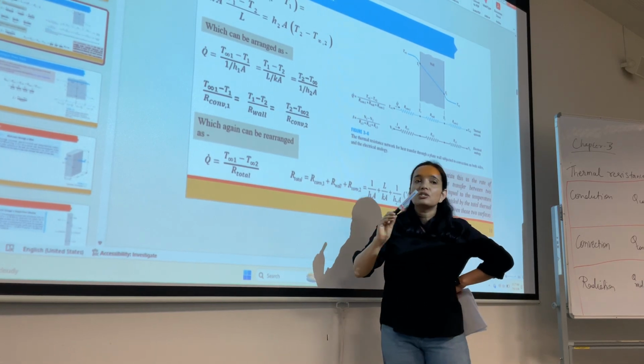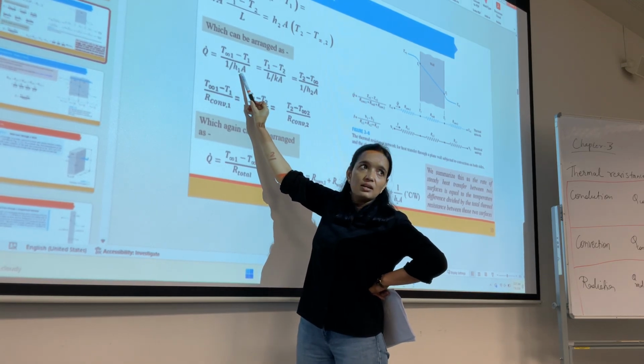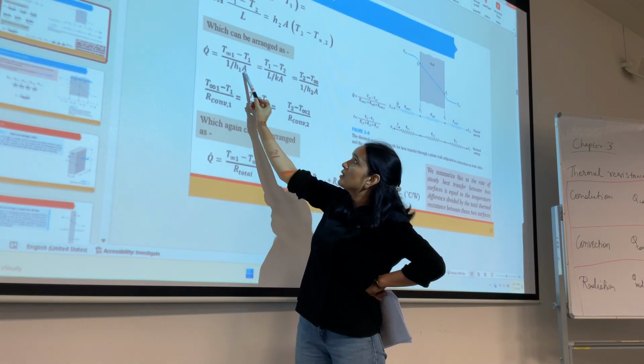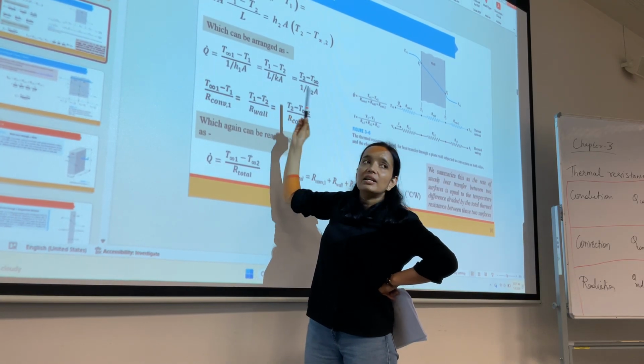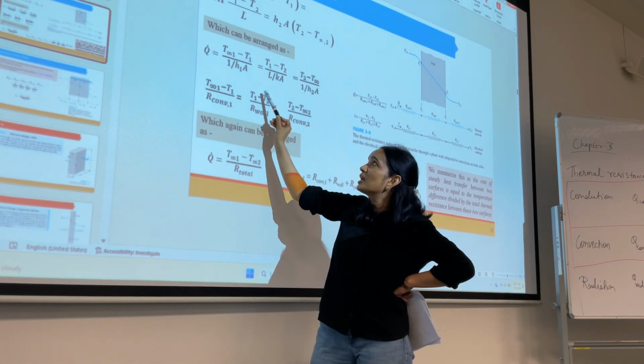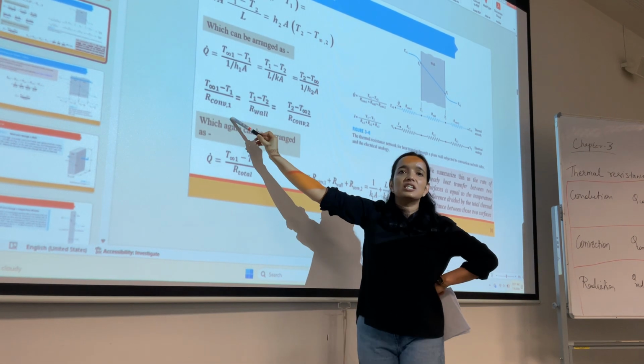In the case of convection, the value of resistance is 1 divided by h1A. How are we getting it? From T infinity 1 to T infinity 2, 1 divided by h1A. L divided by kA is conduction. You understand how we are getting this? And they are always equal because the heat transfer is steady.